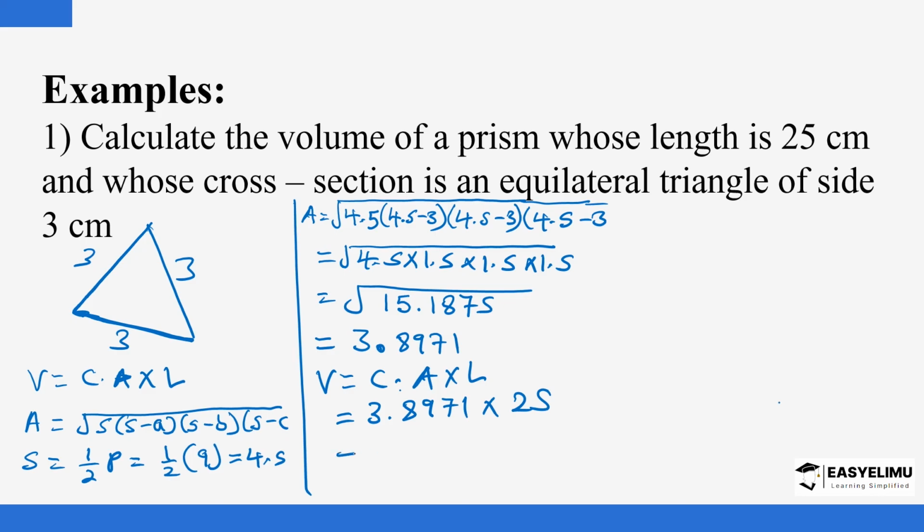If you use the long multiplication method to multiply 3.8971 by 25, you'll get 97.43 cubic centimeters.